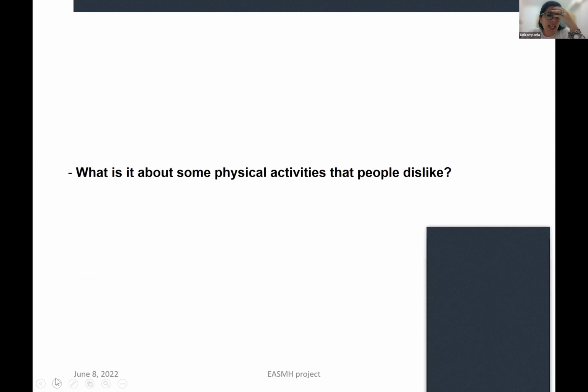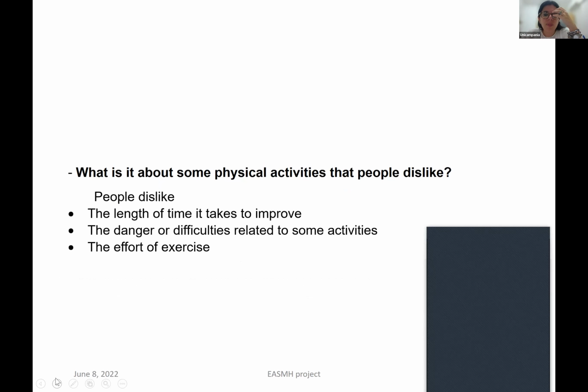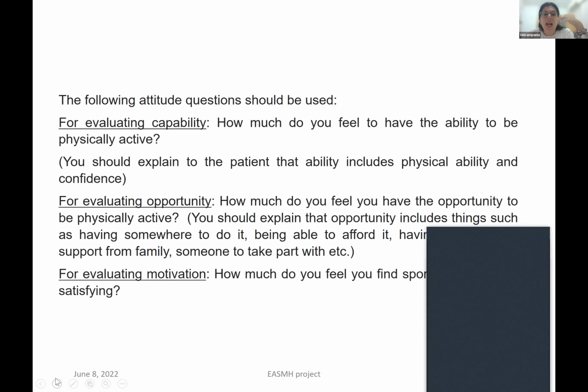And what about some physical activity that people dislike? They dislike, for example, the fact that it is necessary to be patient in order to get some improvement, the fact that some physical exercise can be very dangerous or very difficult, and also the efforts that are needed during the practice of this physical exercise. And for all these reasons, when you will be in the practical part of developing this piloting action, I would suggest you evaluate these three dimensions: the capability of that person, the opportunity of that person, and his or her motivation.